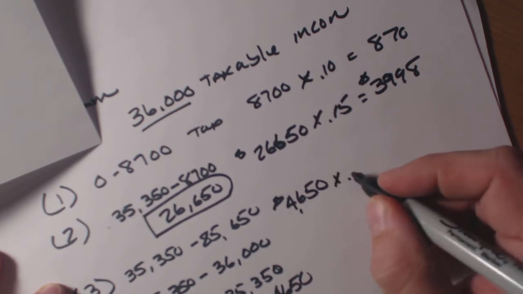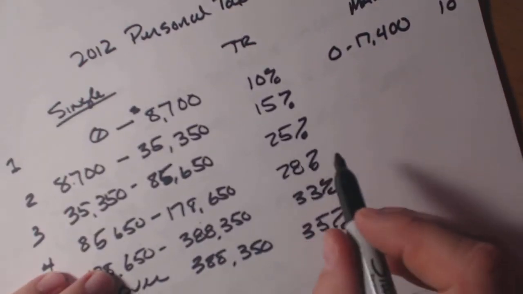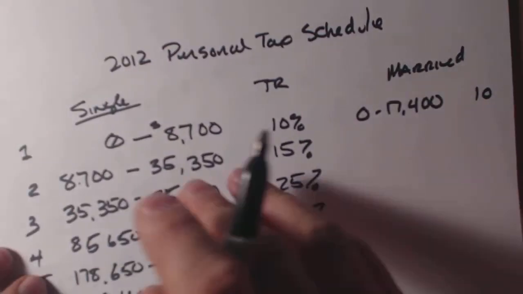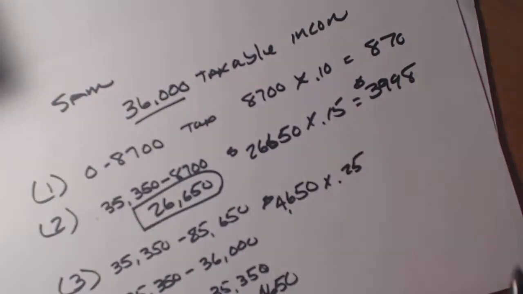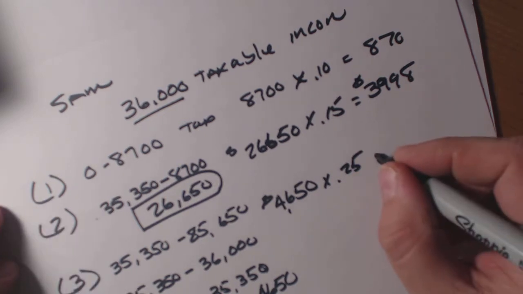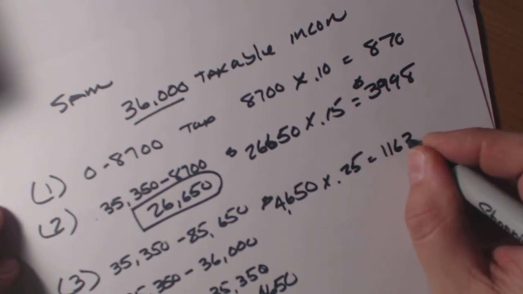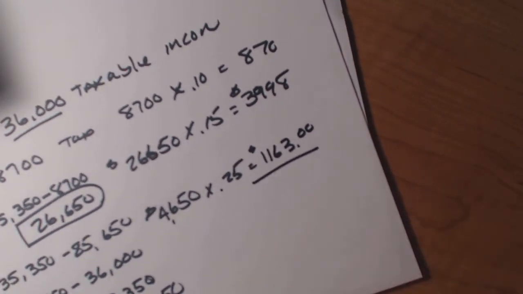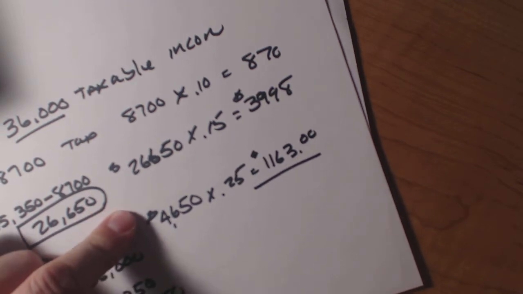$4,650 times 25 cents for every dollar in that category. This is also in your textbook. So 4,650 times 0.25 is equal to 1,163 if I round up. So basically what we do at this point is add these numbers: 870 plus 3,998 plus 1,163.